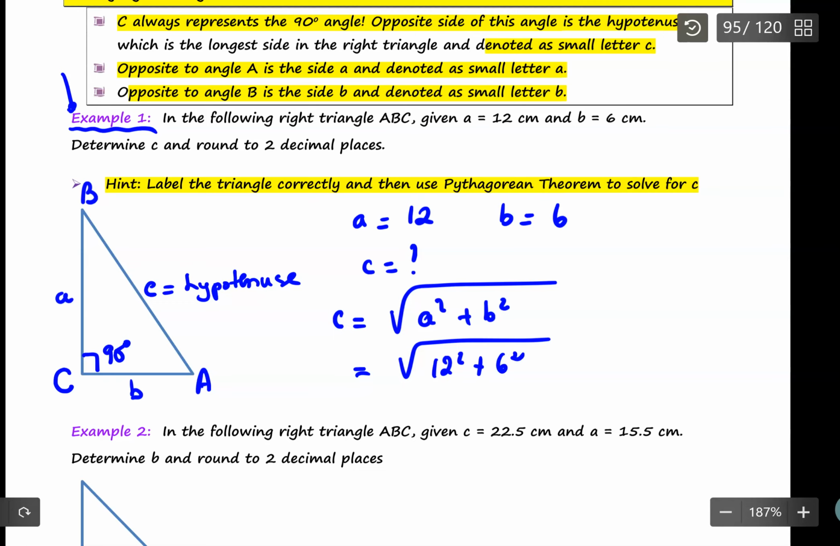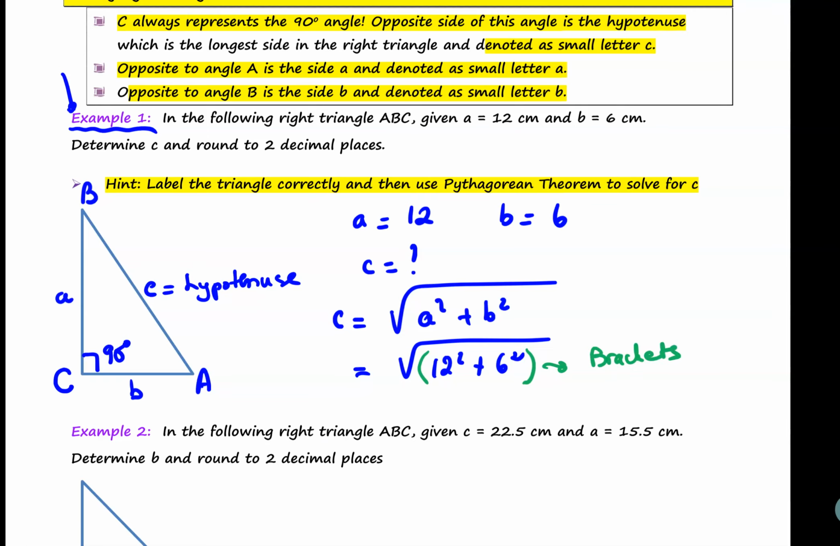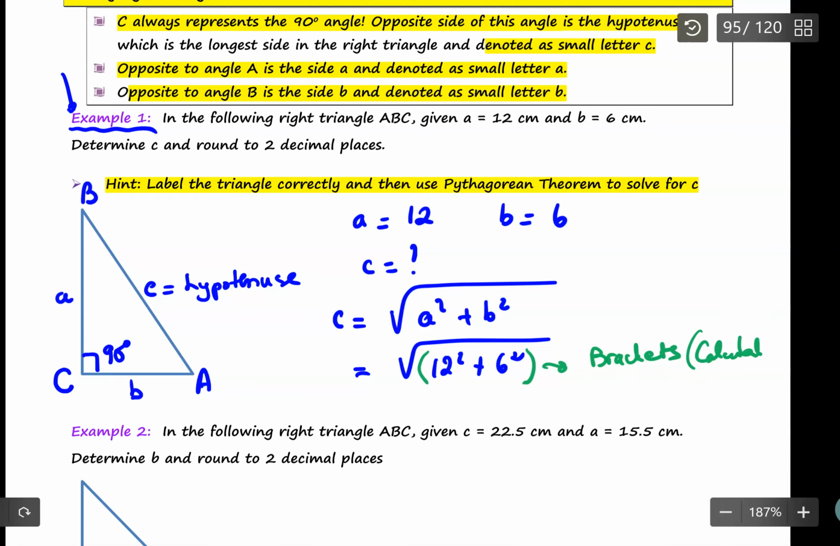If you key all of this into your calculator, I would like you to remember the brackets. You need to tell the calculator to calculate the value of 12 squared plus 6 squared first, and then your last operation is to take the square root of the sum of these two squares. So make a note of that.